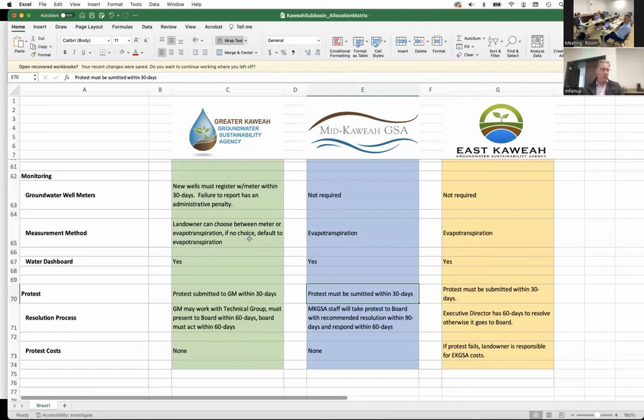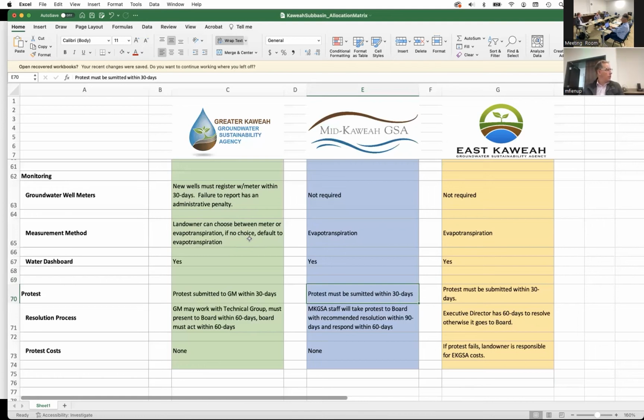And then there's a protest process and associated resolution process. That's going to make it easy for people to game this process. If we farm on both sides of Mid-Kaweah and Greater Kaweah, I could sign up for meters in Greater Kaweah and then run wells out of Mid-Kaweah where they're using ET, and who's the wiser? That's not a water marketing problem. That's a problem with the system as it exists here.